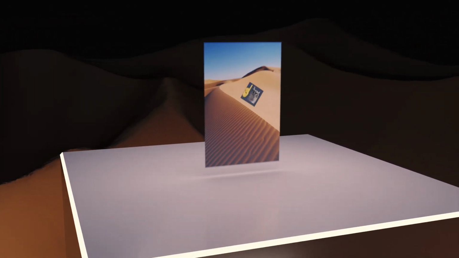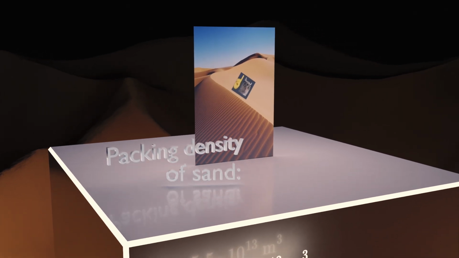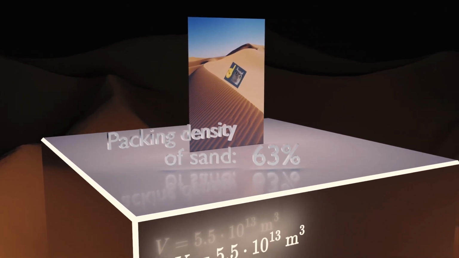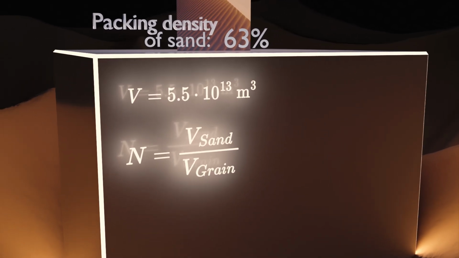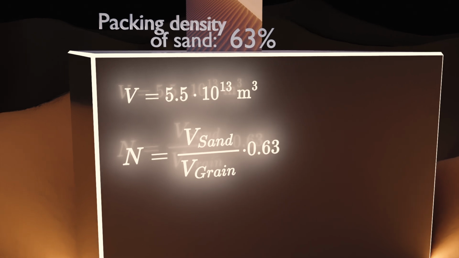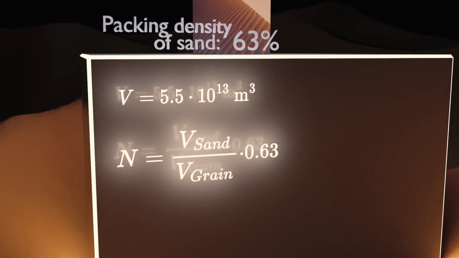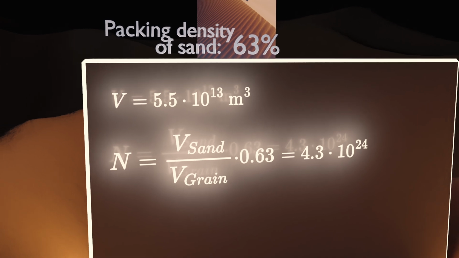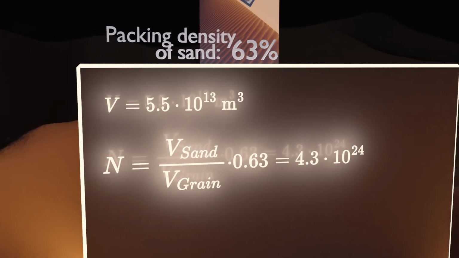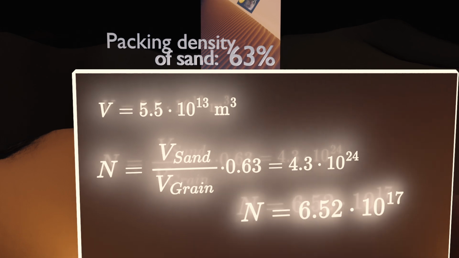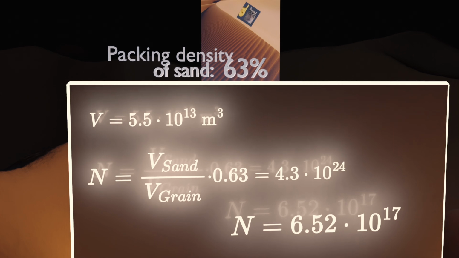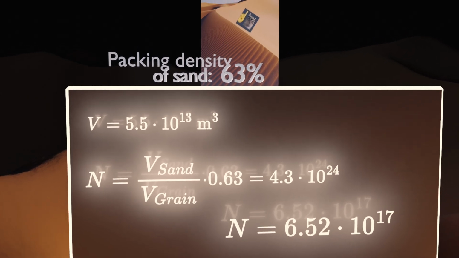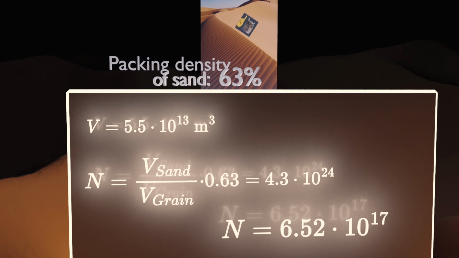But in the case of a random arrangement, as one might expect for the grains of sand in a desert, the packing density is probably more on the range of 63%. So let's divide the total sand volume by the grain volume and multiply by the packing density to arrive at a total number of grains of 4.3 times 10 to the power of 24. This is substantially larger than the number of atoms, even for this lower bound. So we can be fairly certain that there are, in fact, more grains of sand on Earth than atoms in a grain of sand. Case closed, right?